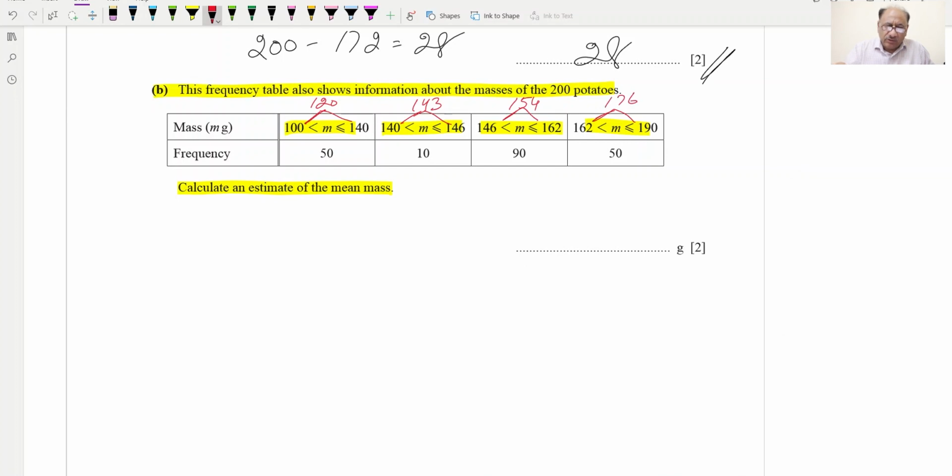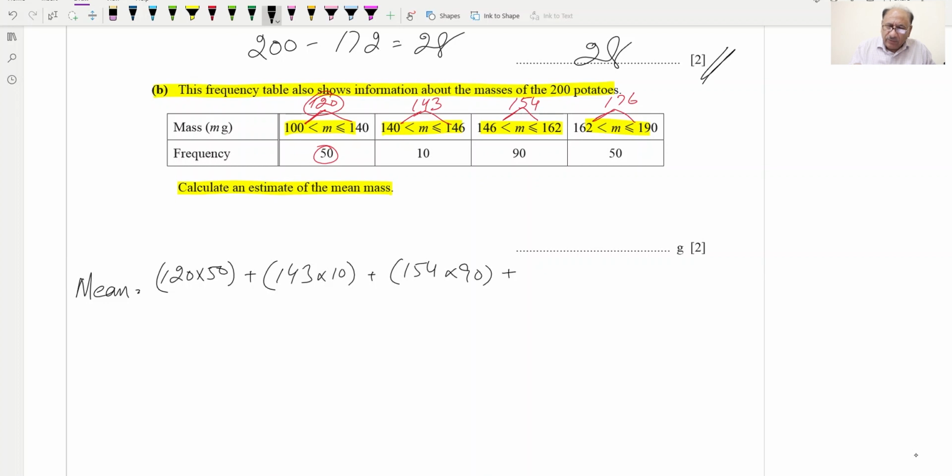After calculating the mid-range, we will multiply each mid-range by its frequency, and we will write here mean estimate. Mean is equal to 120 multiplied by 50, first one, plus next is 143 multiplied by 10, plus next is 154 multiplied by 90, plus the last one is 176 multiplied by 50, and divided by 200, because there are 200 potatoes.